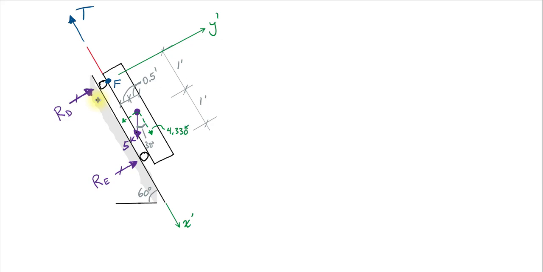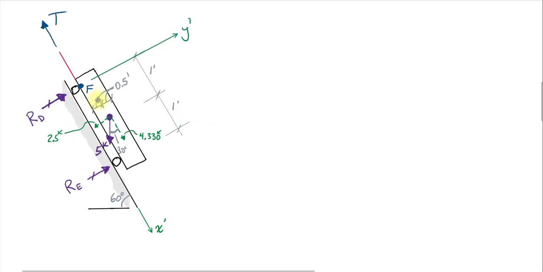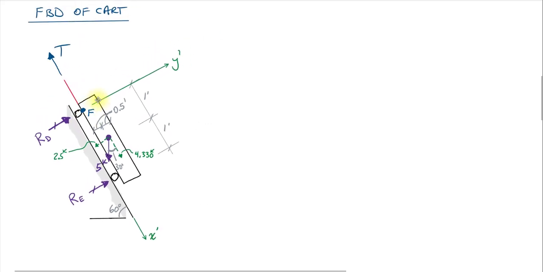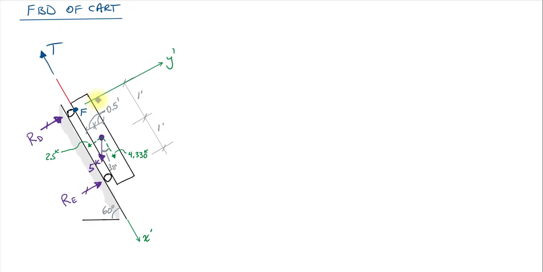4.330 if you want to have 4 significant figures. And then the other one in the y prime, this one right here, is going to be 5 times the sine of 30 degrees, 2.5 kips even. Okay, so now we've got some useful information here. I think we've got a really nice free body that we can go and do a bit more work with and start building our equations.